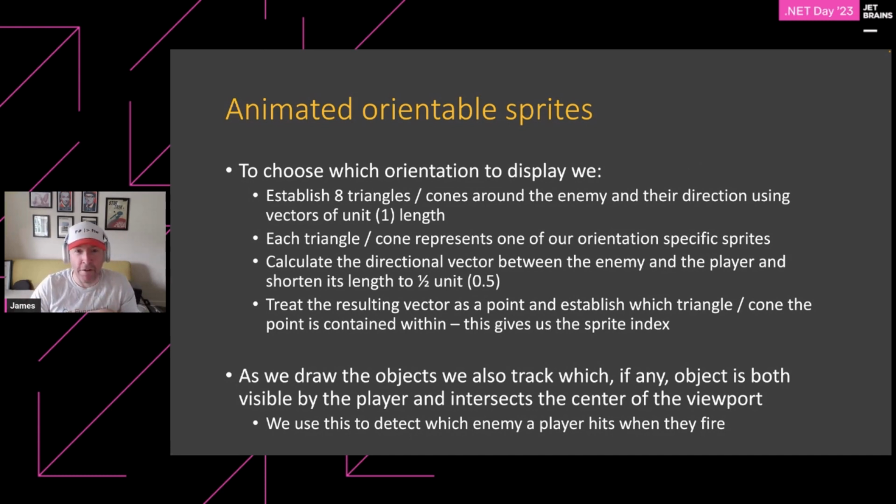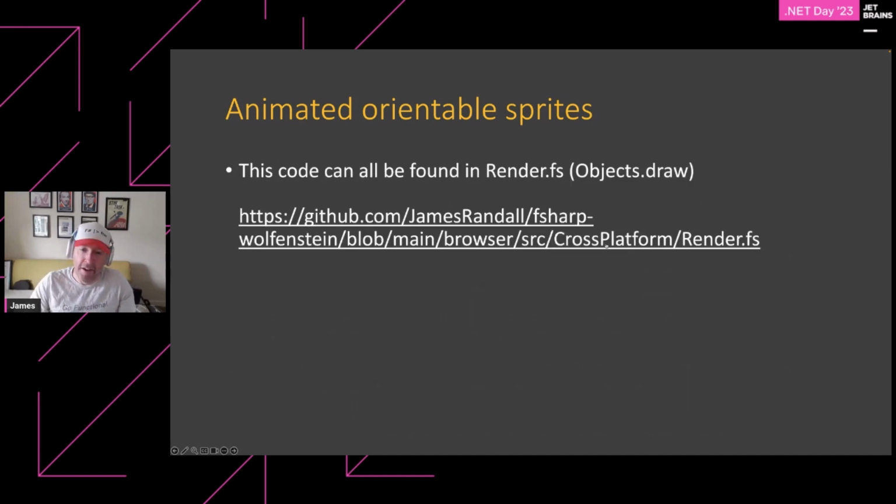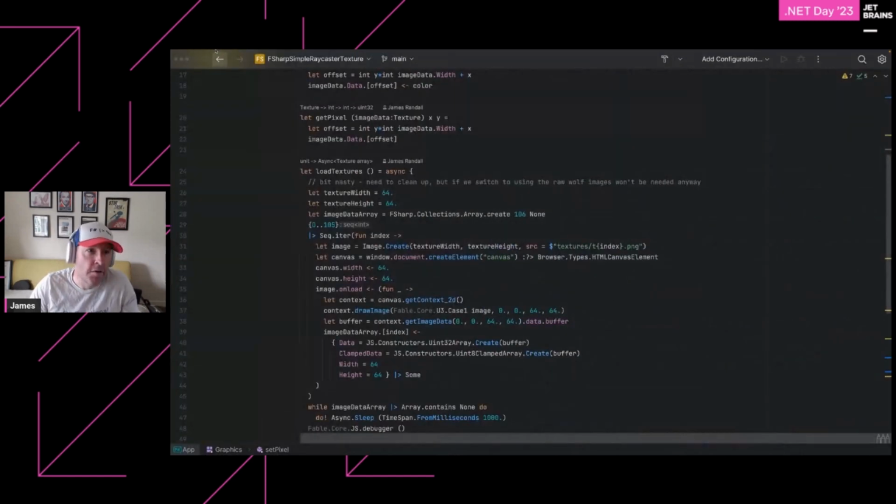The one final thing to talk about before we look at some code around all this is, as we draw the objects, as we're rendering them, we keep track of any objects that intersect the middle of the screen, and we use that when the player fires. We use that to figure out which enemy they've hit, rather than casting a ray again. We already have figured out what, if anything, is in the middle of the screen. So we also track that, and then we can see this in code.